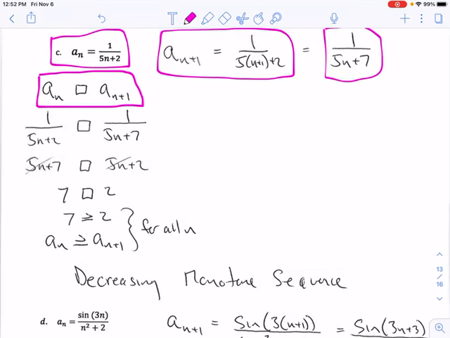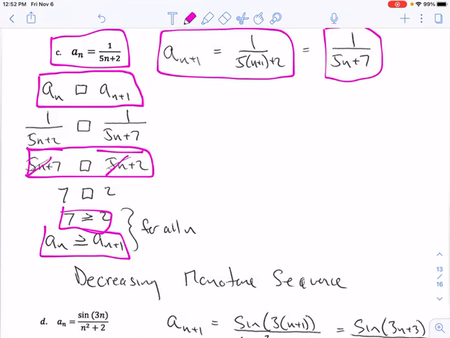And so I substitute a sub n plus 1. Cross-multiplying, I get this statement. Again, the 5n's cancel out, and I have 7 on the left and a 2 on the right. Well, 7 is always greater than or equal to 2. So therefore, a sub n is greater than or equal to a sub n plus 1, which means it is decreasing and monotone once again.